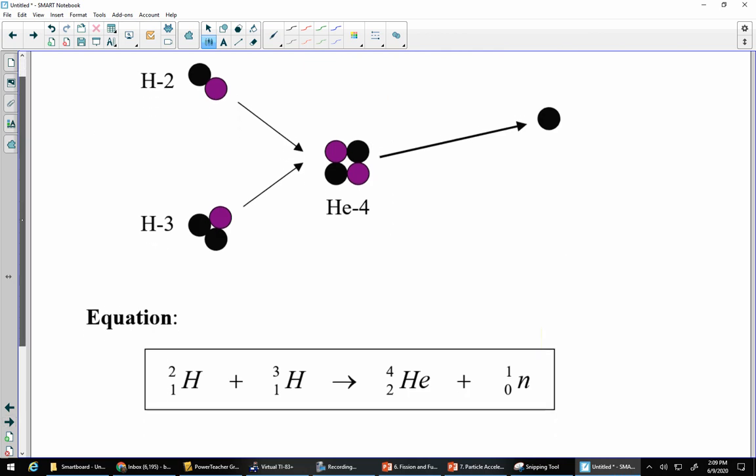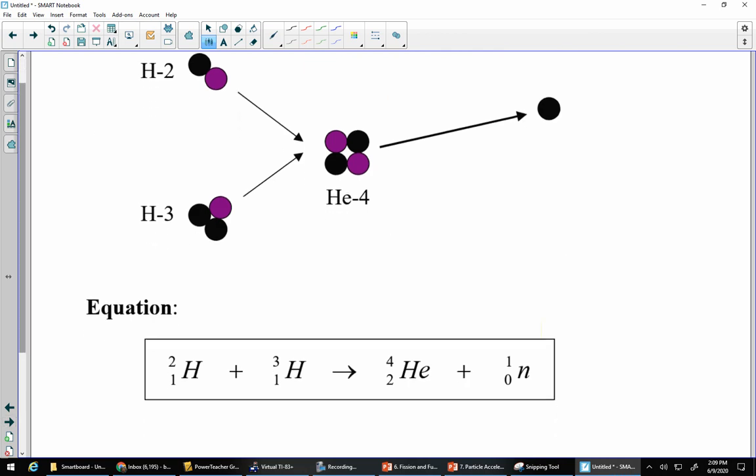But these are the reactions that happen in the sun. So we've got hydrogen-2 and hydrogen-3 coming together to make helium-4 and a neutron. This is the equation for a hydrogen fusion reaction. Now, there are other types of fusion. They just don't typically happen in our relatively small sun. But this is the one we got to know about for our class. Hydrogen-2 and hydrogen-3 make helium-4 and a neutron. Now, you might remember this, helium-4, that's also an alpha particle. Cool.